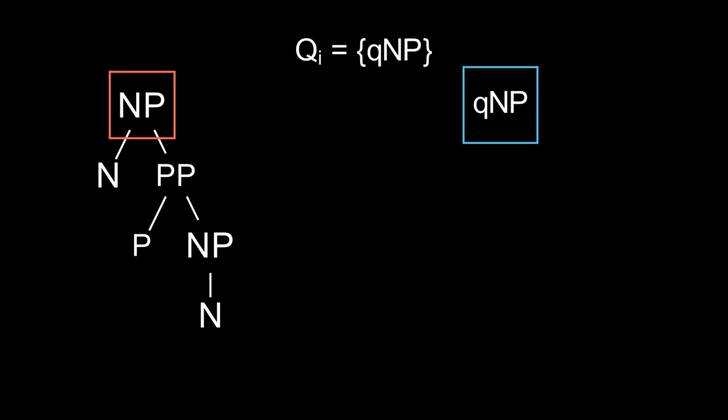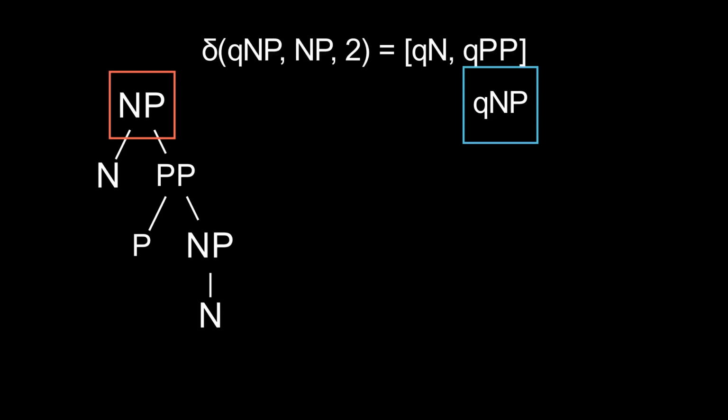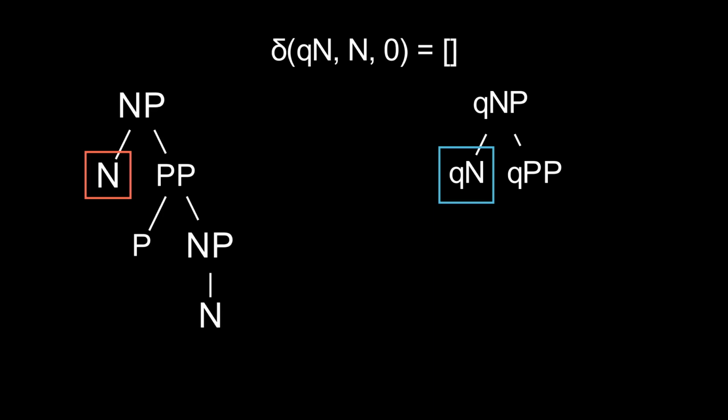Let's see how this automaton processes the same input tree as before. Our automaton has one initial state, QNP, and we start reading the tree at the root. We have a transition for reading an NP with two children when we are at state QNP. It returns the list with states QN and QPP, and these must be the states of the children. So we move to the first child. We have state QN and read N, and there are 0 children. Since we're at a leaf, we can't go further, so we go back down the other branch.